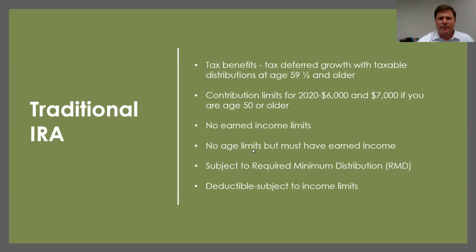There are contribution limits for 2020: $6,000 per individual taxpayer and $7,000 if you're age 50 or older. There are no earned income limits. There is no age limit, but you must have earned income. And they are subject to required minimum distributions.